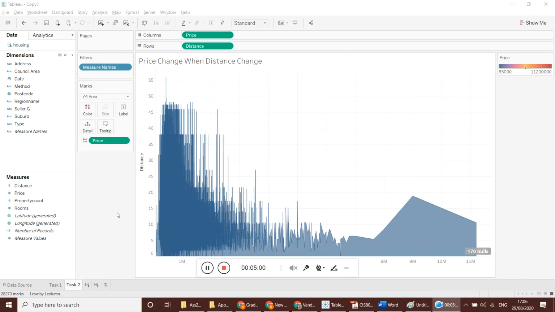It explains how price varies when distance is increased, or how distance varies when price is increased. Got it, guys? You need to mention how this graph is created as well. That's it. Thank you.